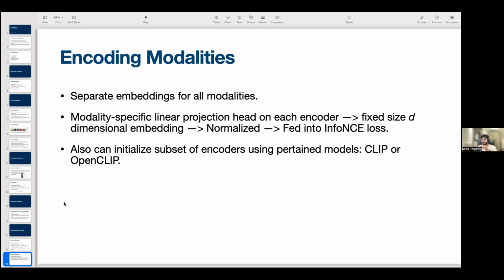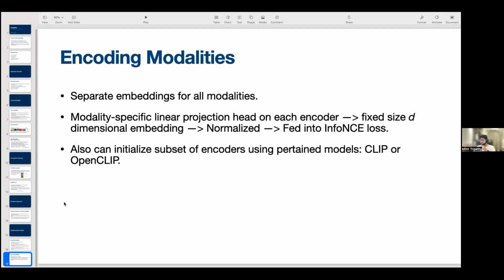So these separate embeddings are created for different modalities. Each encoding is then followed by a linear projection to convert it into a fixed-size embedding, so that every embedding's dimension is the same. They're then normalized and just fed into the InfoNCE loss.